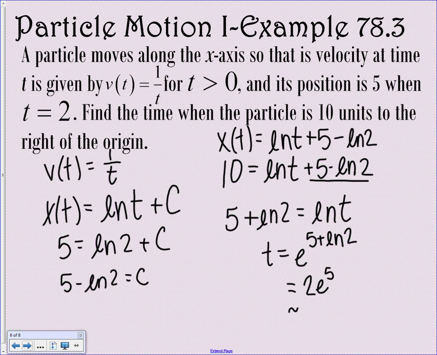which is approximately 296.8263. And so that would be when the particle is 10 units to the right, because that's the position. It said the position was a 10, and so that's what you would do there. So again, these particles are not real life particles. They're just made up. It's just giving us practice with position, velocity, and acceleration questions. So that's all that these are dealing with.